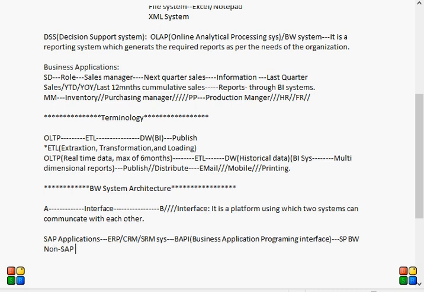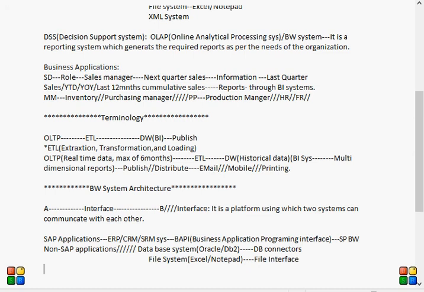Now if it is a non-SAP application system, like a database system, what are the database systems we spoke of? Like Oracle or mainframes. The interface will always be database connectors. If it is a file system like Excel or Notepad, the interface will always be a file interface. If it is an XML system, the interface will be an XML interface.